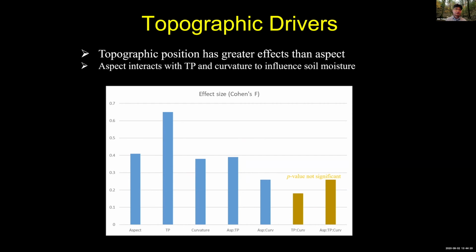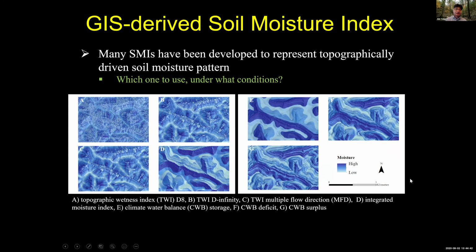However, aspect does interact with TP and curvature to influence soil moisture, and aspect itself is also quite important. So we find that there's a very complex interaction among those three topographic features in driving the spatial variability of soil moisture. And then we look at the GIS-derived soil moisture index.